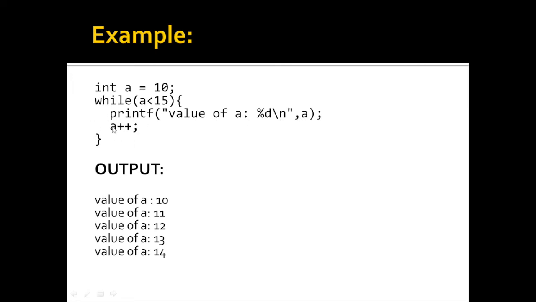So let's fast forward. It prints 14. Okay, and then a plus 1, a becomes 15. It goes back. 15 is no longer lesser than 15. It goes out of the loop. So it started printing with 10 and ends with printing of 14. So we have 10, 11, 12, 13, and 14.